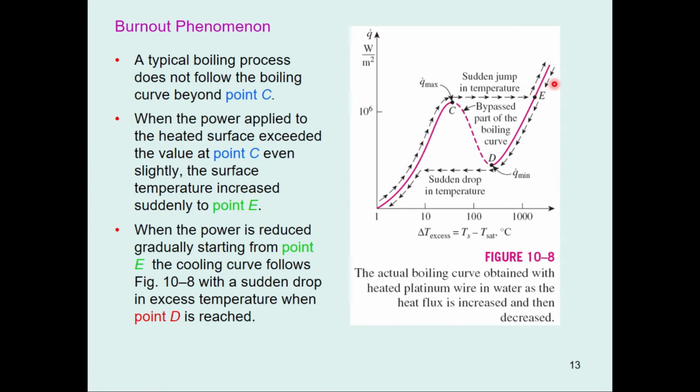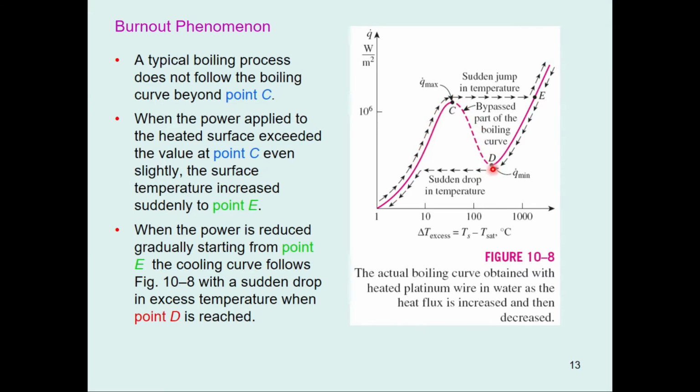And on a similar ground, if we are at point E and we are decreasing the delta T excess from E to D, what are we moving? We are moving in the decreasing value of delta T excess. Meaning, as we are reducing the power of the heating element, we are decreasing the delta T excess. So it will move from E to D point, and after reaching the minimum value of the heat flux, it will bypass this curve.